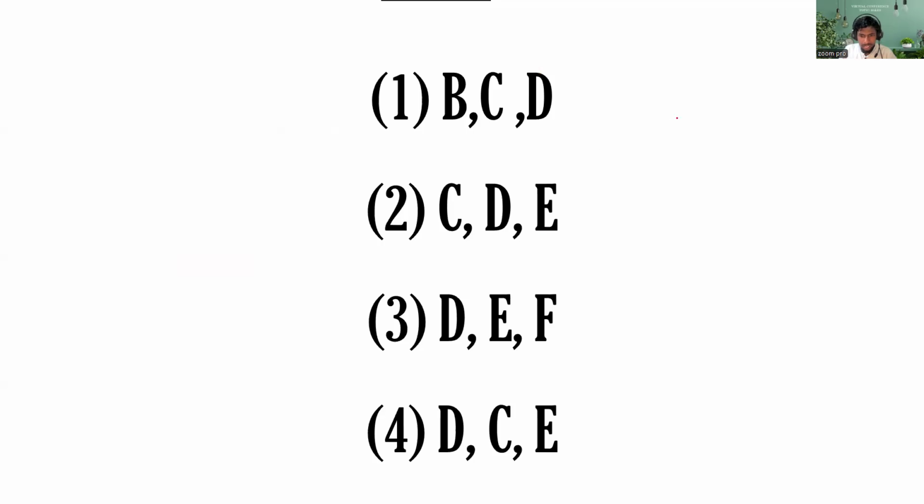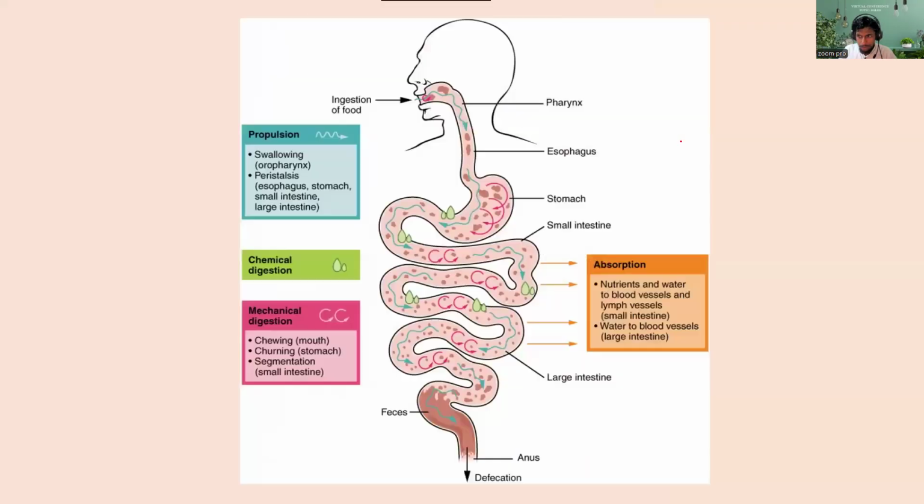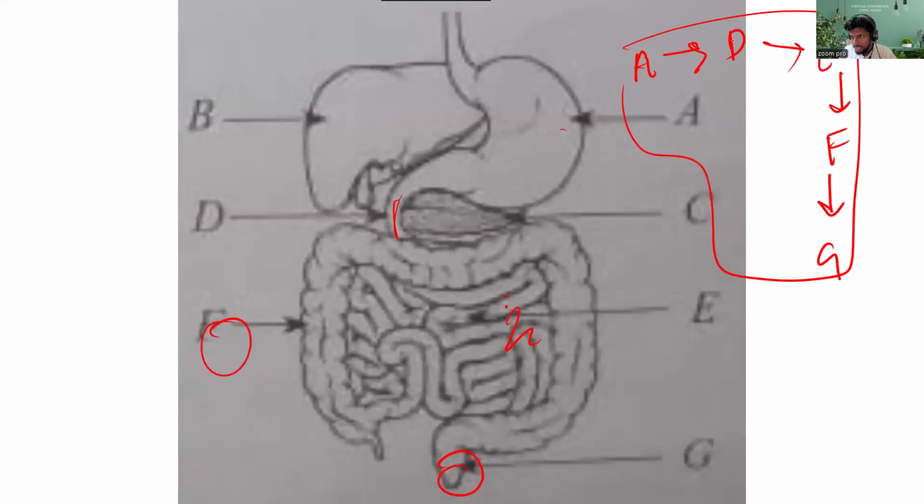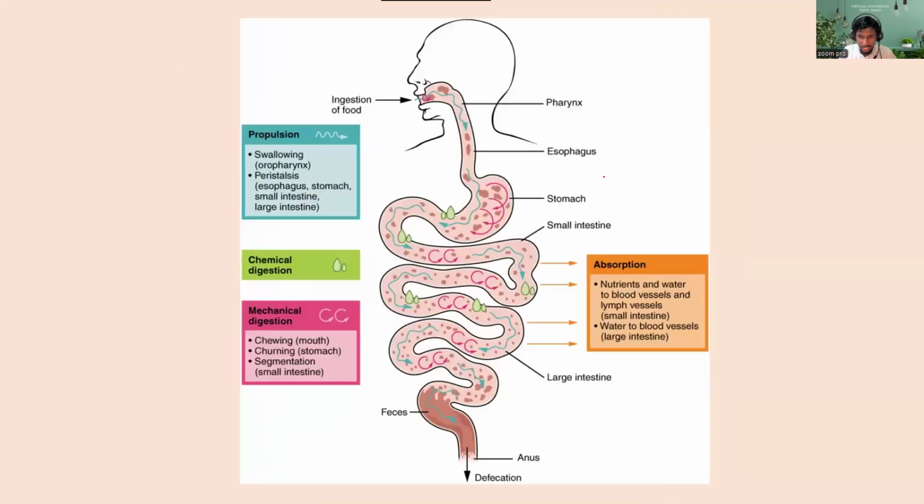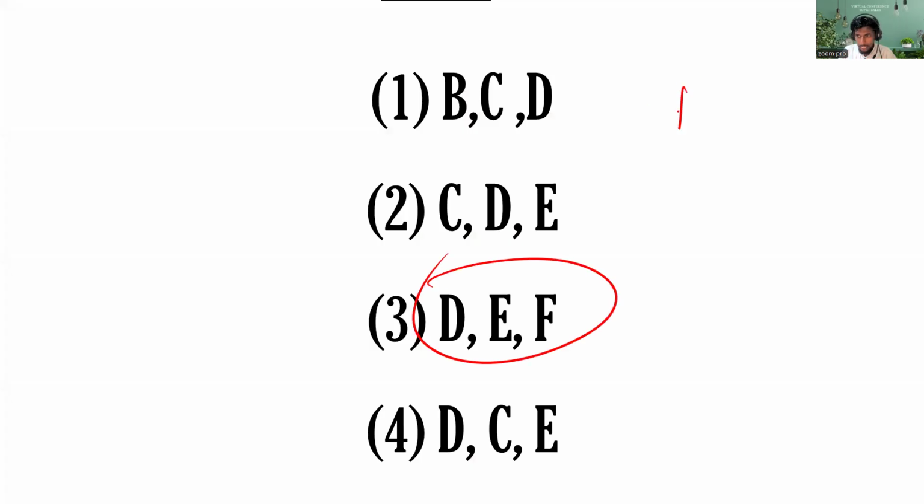I will check with this answer. A, D, E, F, G. Like here, D, E, F. Here, third one, D, E, F. So D, E, F. Here, this one. Any other answers? B, C, D.